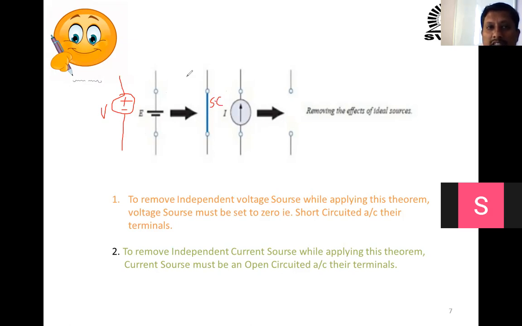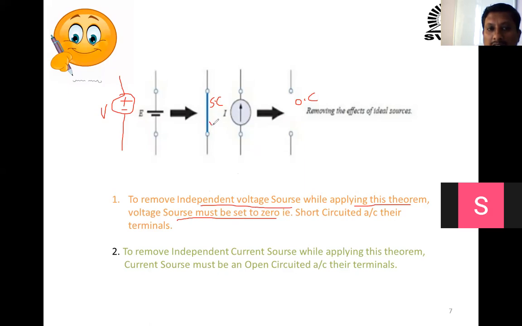Are you getting my point? So this is applicable only for independent sources. Similarly, if an independent current source is there, like this symbol, then you have to replace it by an open circuit. So this is called open circuit. In short, we can call it OC. Are you getting my point? So to remove the independent voltage source while applying this theorem, the voltage source must be set to 0.